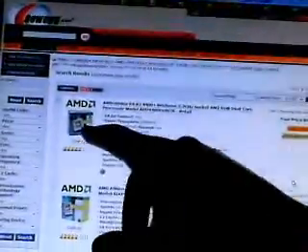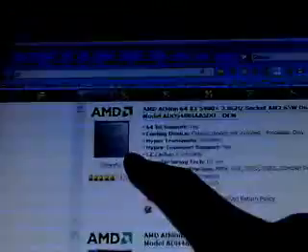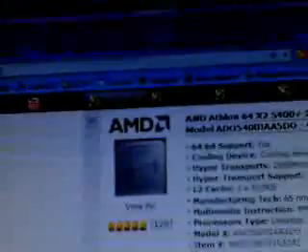So, the absolute cheapest dual-core CPU here for AM2 is a 4400. That's retail. If you see the CPU on Newegg, and it's not in the box, that means you're not going to get the heatsink. It's going to cost more money for the heatsink and the processor separately. So this is just the best way to go. This is $63.